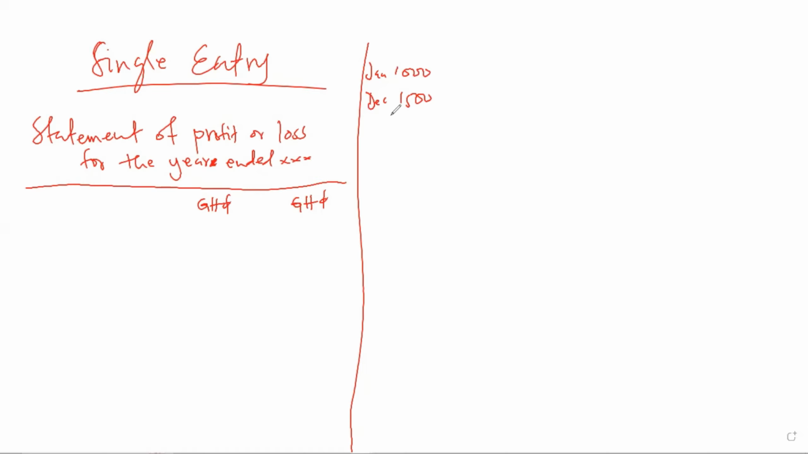So if you want to determine your profit, it will be what you have at the end of the year minus what you started with. That is the 1,500 minus the 1,000, which will give you 500 cedis. That 500 cedis is your profit. So this 1,500 you are seeing over here is your closing capital, and what you started with is your opening capital.